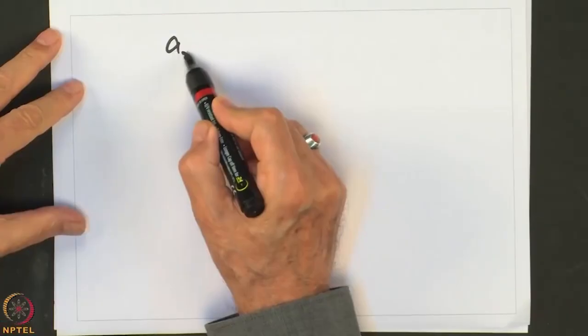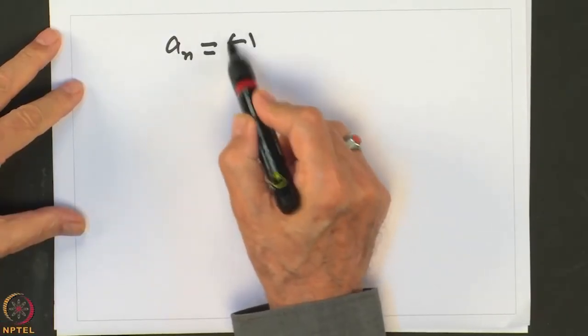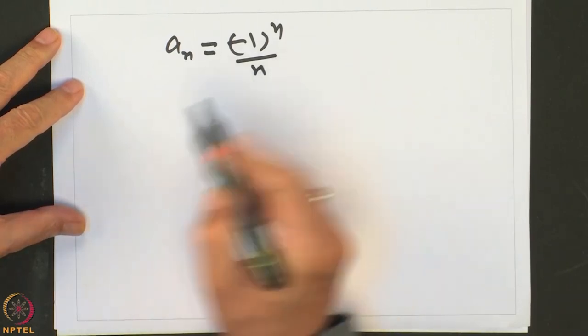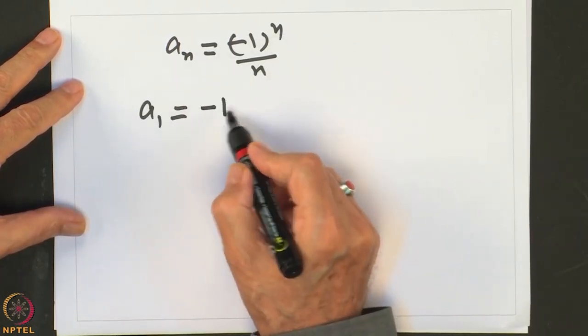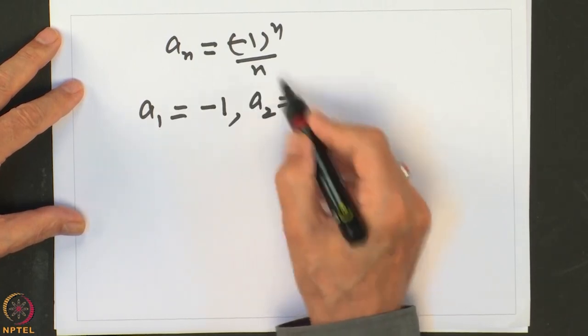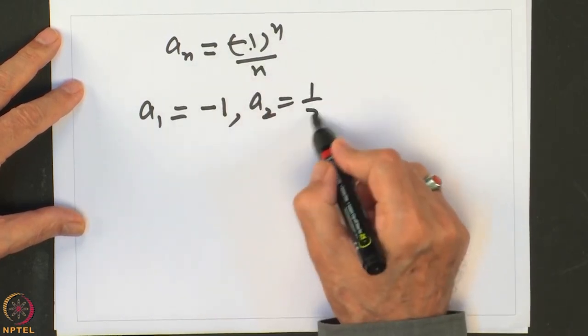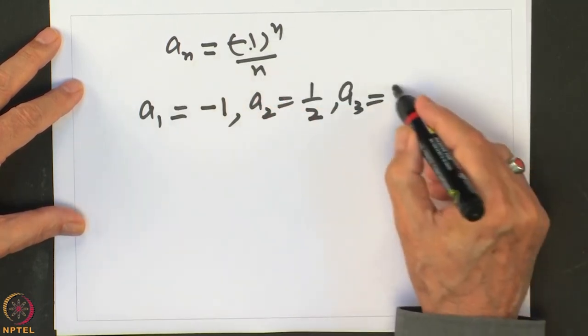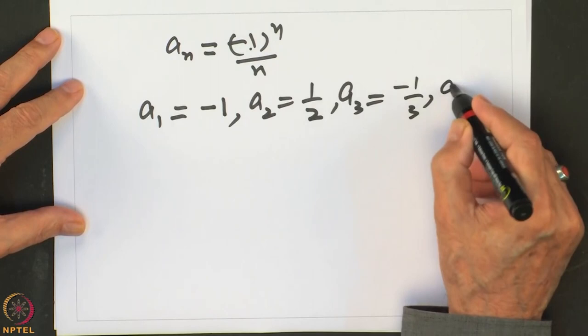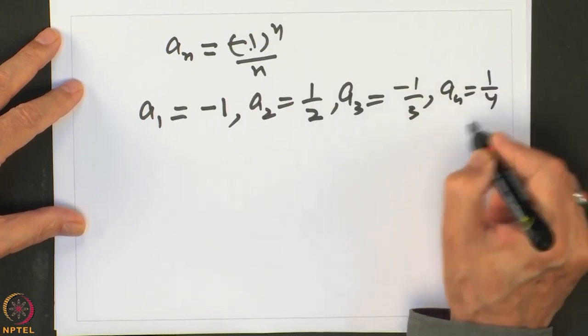So, a n is equal to minus 1 to the power n divided by n. So, what is a 1? N equal to 1, so this is minus 1. What is a 2? Minus 1 square, so that is 1 by 2. What is a 3? So, minus 1 to the power 3, that is minus 1 by 3. A 4 will be equal to 1 by 4 and so on.